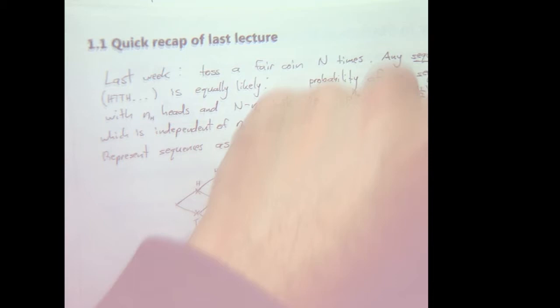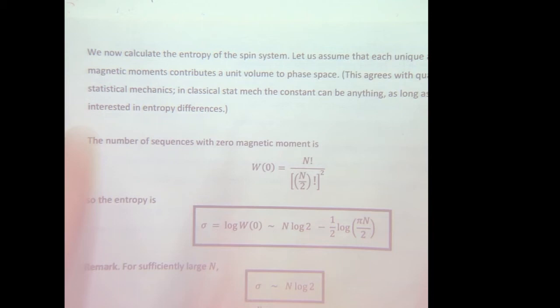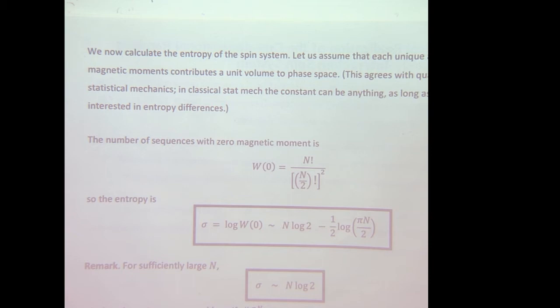Now this is where it really gets interesting. Okay, so again, we've found a Gaussian distribution. Now where it really gets interesting is this. So let's calculate the entropy of this system. We need to calculate a volume in phase space, but all we've got is a discrete number. We've just counted the number of states.